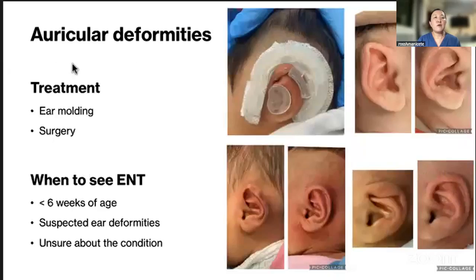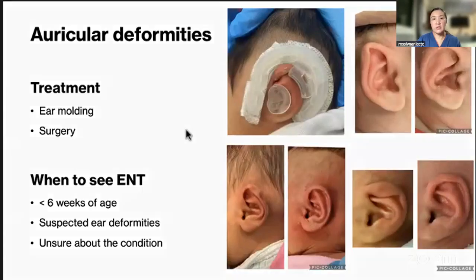For the treatment of auricular deformities, we can divide it into surgical and non-surgical treatment. Surgical treatment can be done at about 5 years of age. Ear molding, which is a non-surgical treatment, is time sensitive. It needs to be done within the first 6 weeks of life, otherwise molding may be less or not effective at all. So it is important to consult your ENT specialist if your child is less than 6 weeks of age and with suspected ear deformities, or you're unsure about the condition, so that we can assess whether ear molding can be done, and therefore correct it early.